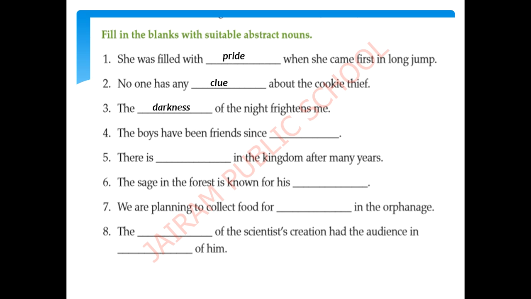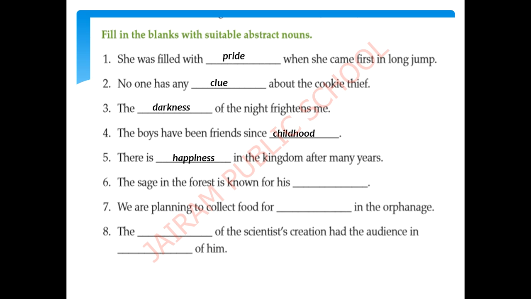The next statement is, the boys have been friends since childhood. The next sentence is, there is dash in the kingdom after many years. There is peace in the kingdom after many years, or there is happiness in the kingdom after many years.